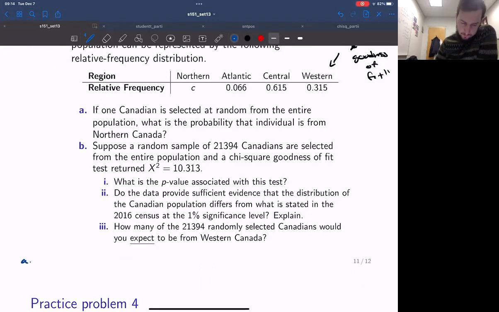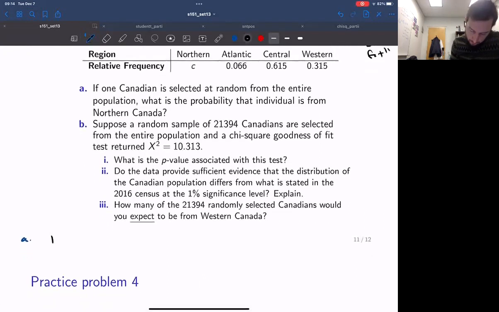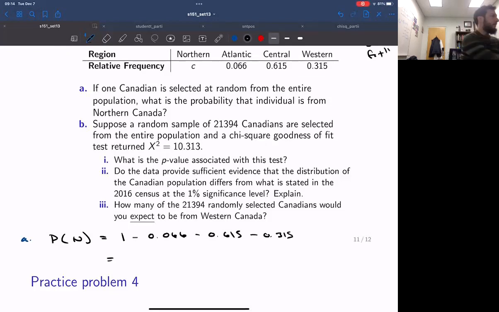Okay, part A says, if one Canadian is selected at random from the entire population, what is the probability that they are from Northern Canada? Okay, so the probability that you are from Northern Canada is going to be 1 minus 0.066 minus 0.615 minus 0.315, which I think is 0.003. 0.004.